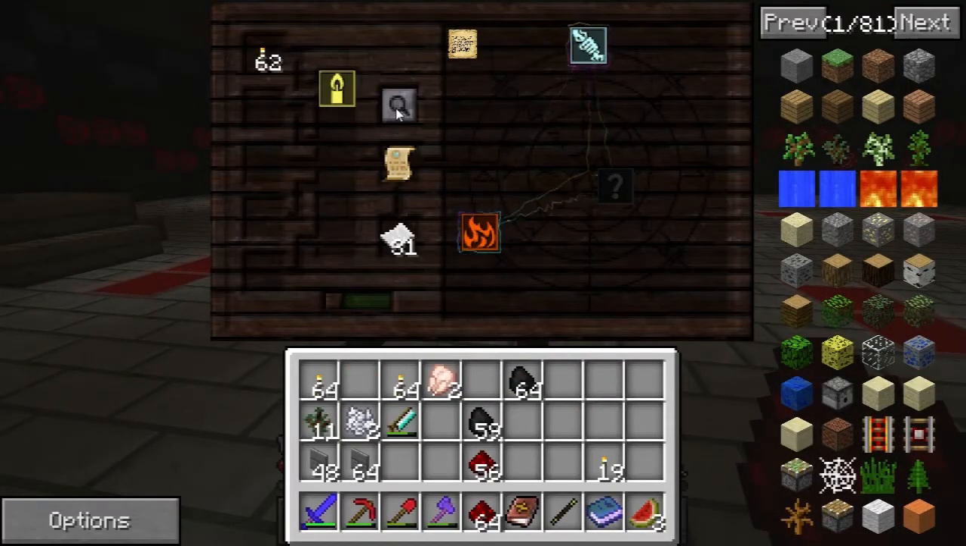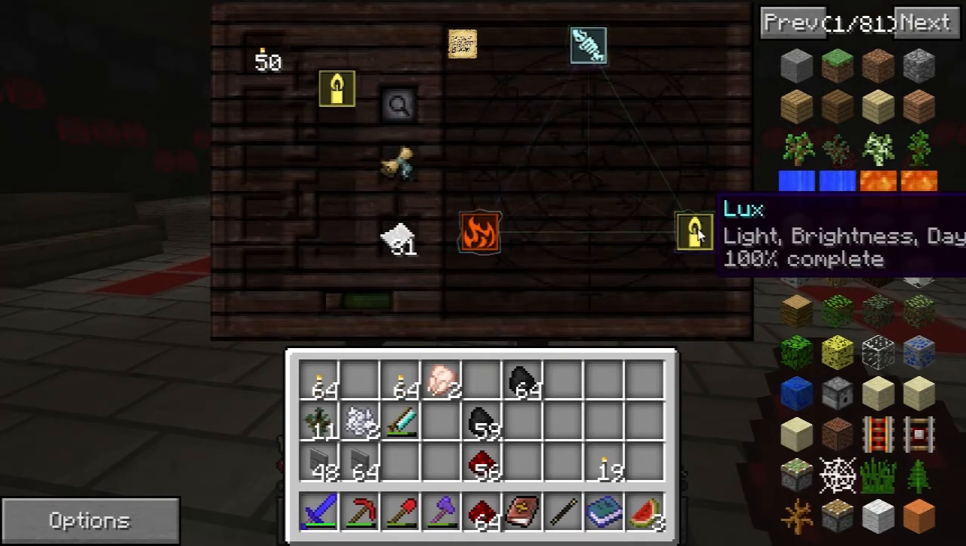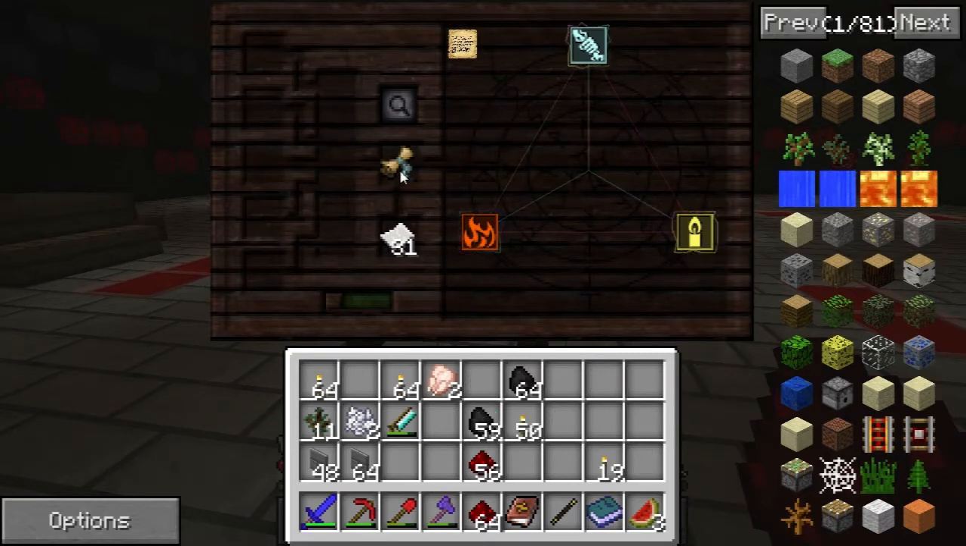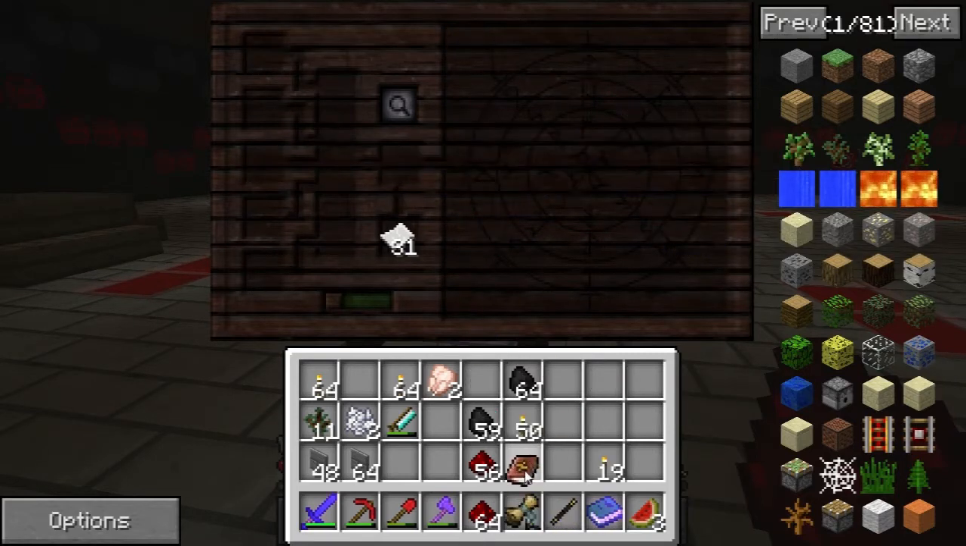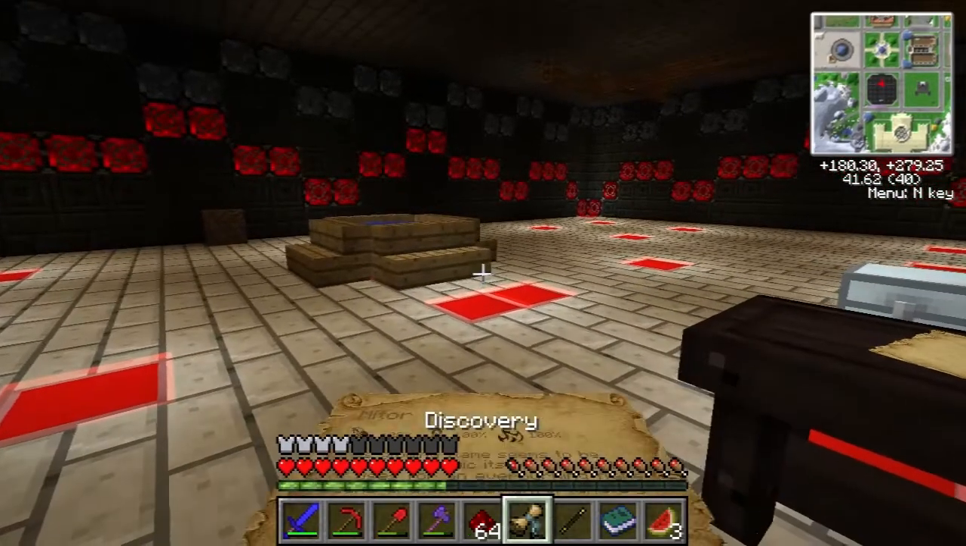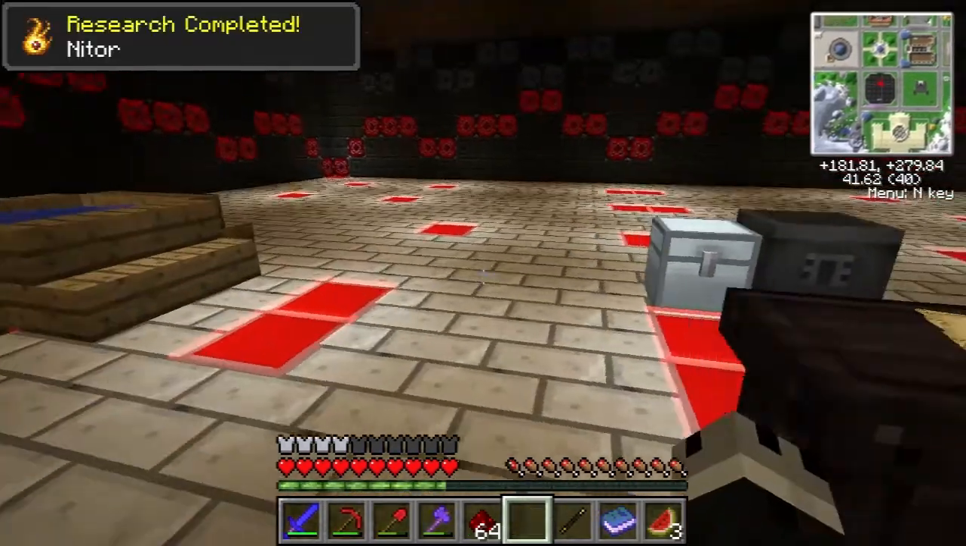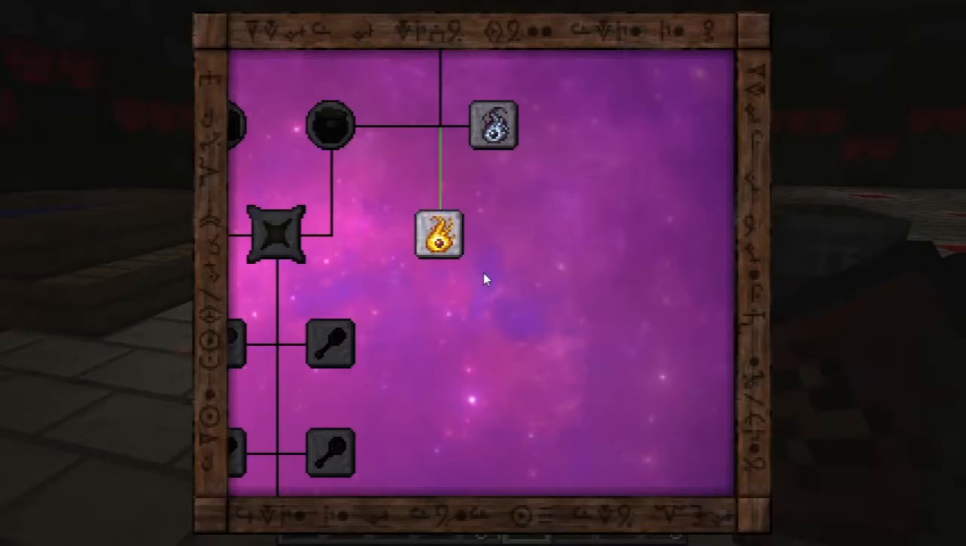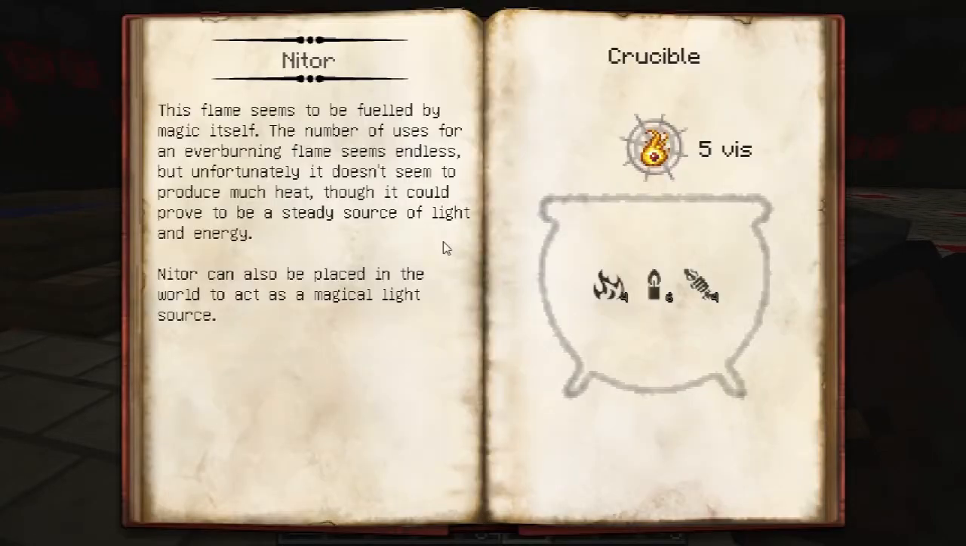Ooh, it's Lux. Right. Okay. I'll just research all the Lux in the world. All these torches I have. 75. And 100% complete. And so now I have a discovery: Nitor. So I should be able to open this up, and there we go. I have my Nitor research. So if I pop in here, I now have this.